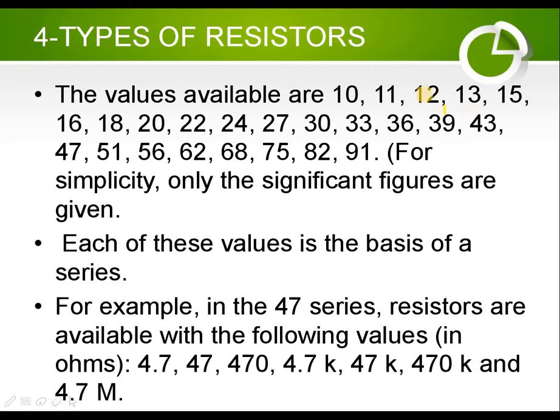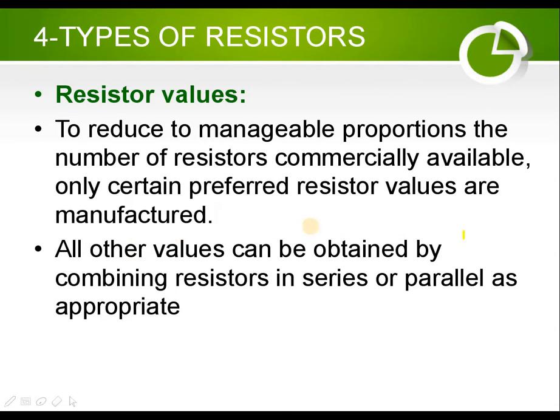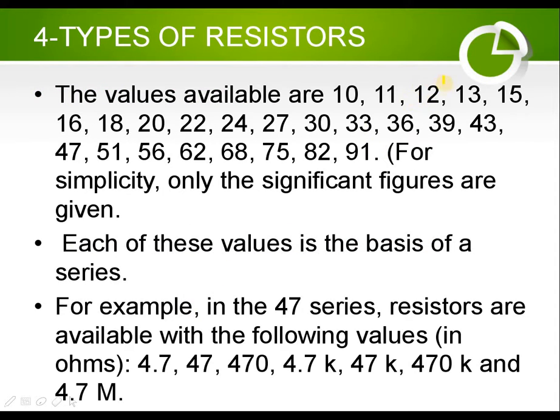15 ohm in the market, you can make this resistance. In the previous slide I forgot to explain this point: all other values can be obtained by combining the resistors in series or parallel as appropriate. This means that if, for example, I want to make a 12 ohm resistance or 12.1, I can make it by using series and parallel combinations of resistances, and any other appropriate value I can make.